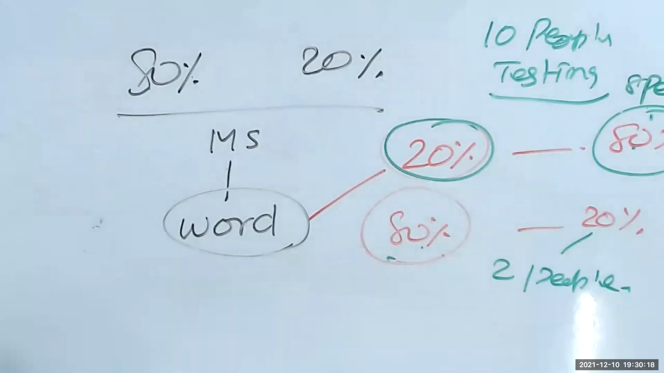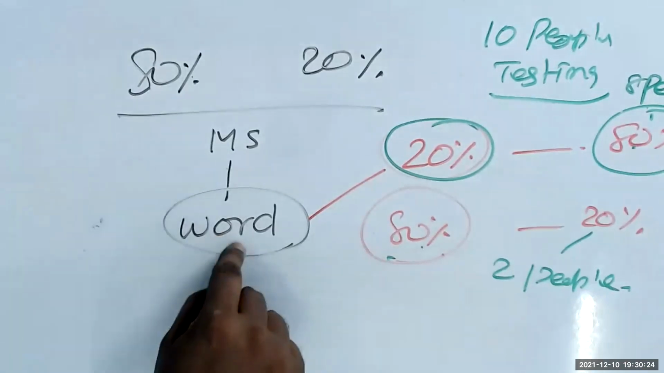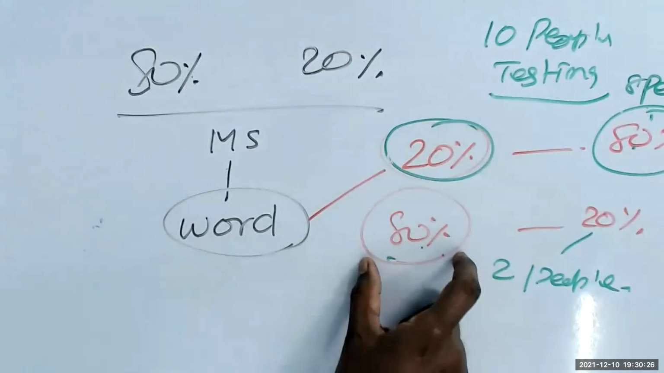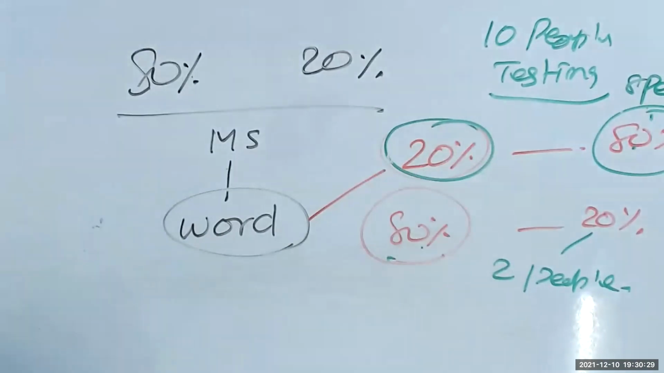So do you understand now? What is the difference between 80 and 20? That means that in the software, you will use only 20%. You will not use 80%. Microsoft will not waste the time.